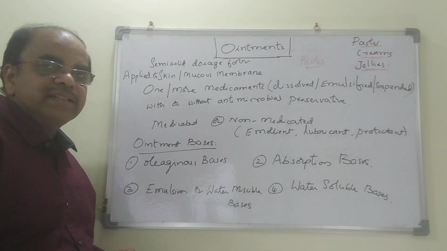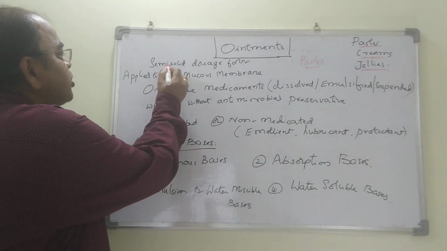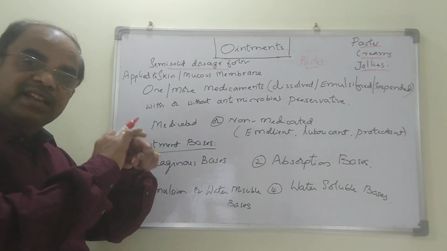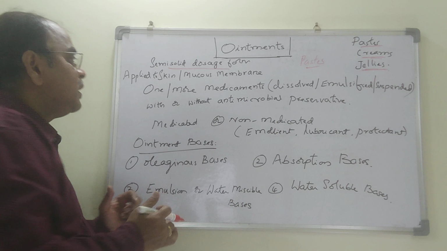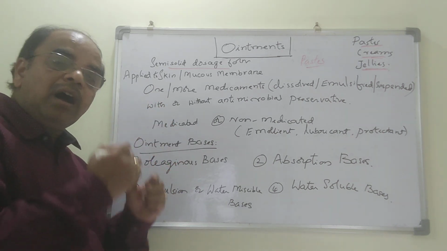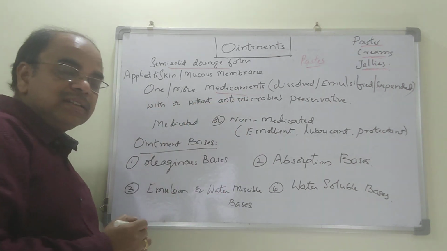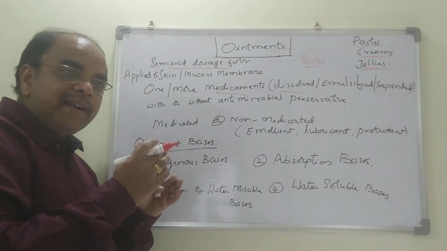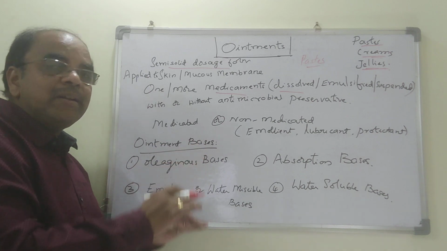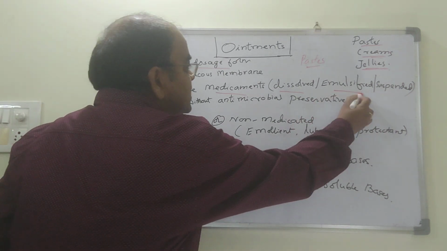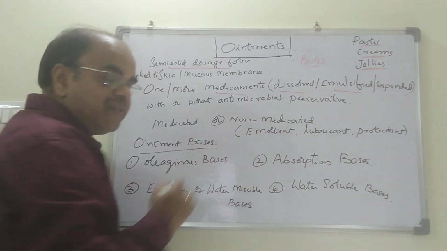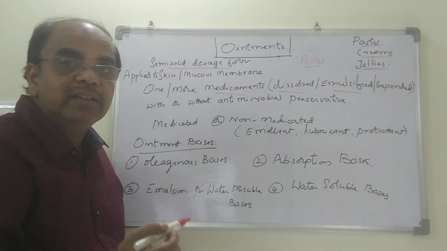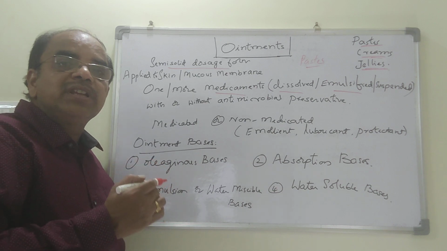What are ointments? Ointments are semi-solid dosage formulations meant for application to the skin or mucous membrane, and they contain one or more medicaments. The medicament may be in the dissolved form, that means the medicament is soluble in the ointment base, or in emulsified or suspended form. It may or may not contain an antimicrobial preservative. Okay, this is about the ointment.